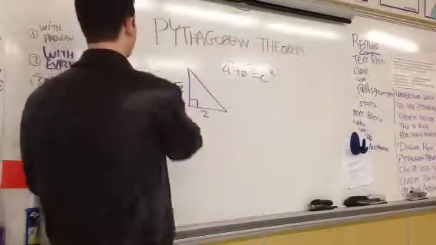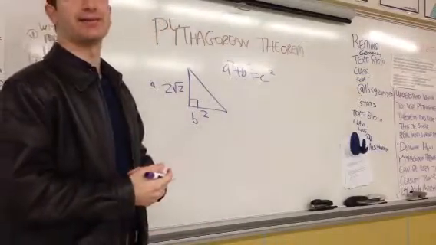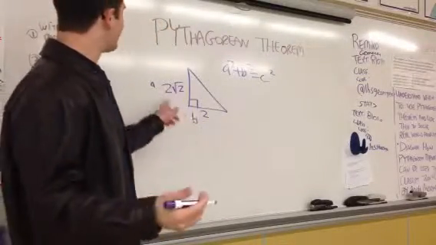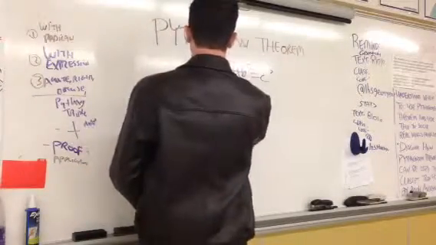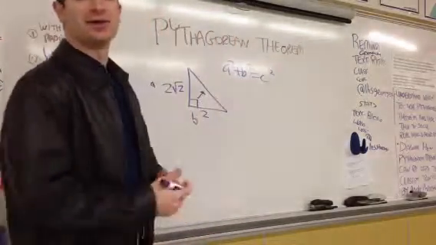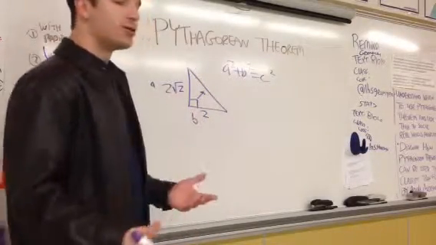Always start off by labeling your a and your b. Now remember, here we can use Pythagorean Theorem because we have two side lengths. What we're trying to find is our hypotenuse. Remember, hypotenuse is always across from our right angle. These are our two legs. So this is a little bit different.